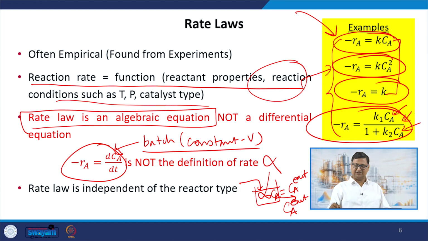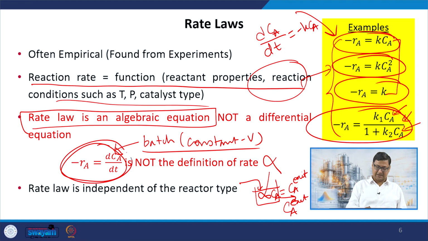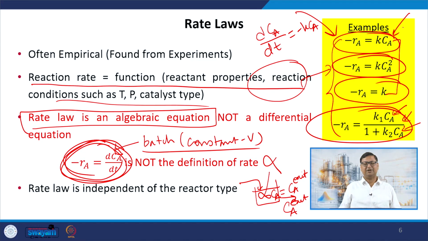What you may have, for example, if you have a first order reaction, is dCA by dt equal to minus kCA. This expression comes from the mole balance of a batch reactor, and we will take examples of reactors when we get to that. So, this is a mole balance. The rate law is something like this. The rate law is an algebraic equation. Rate law is not a differential equation.